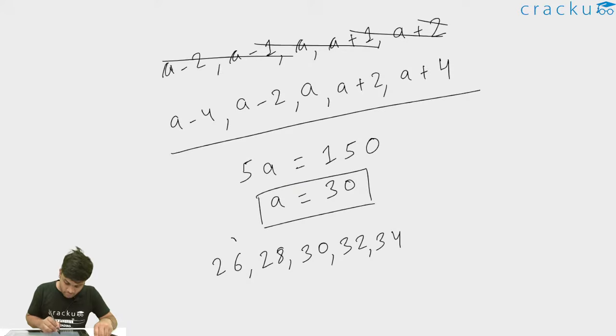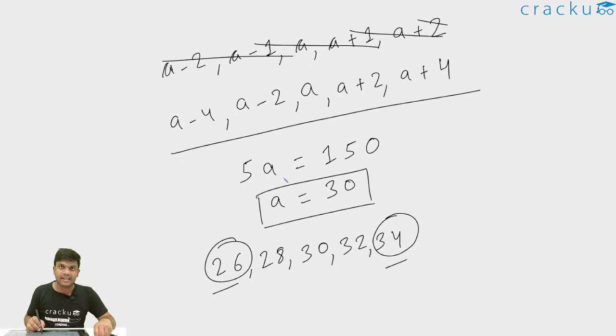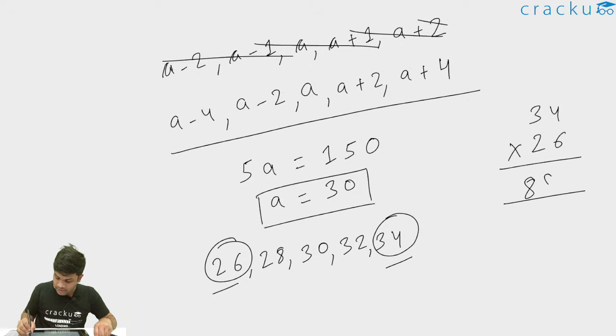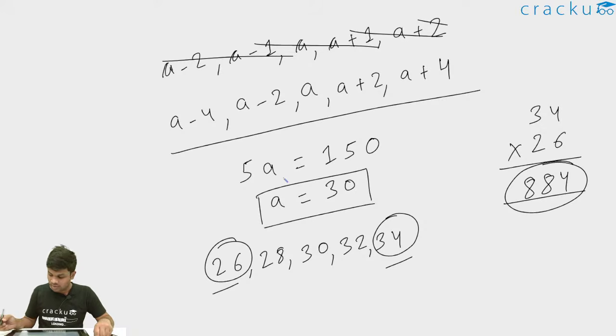Now we have to find the product of the smallest and the largest number. So 26 into 34. When you multiply it, you will get 884. So this is our answer. You can mark whatever the answer was. So the answer is 884.